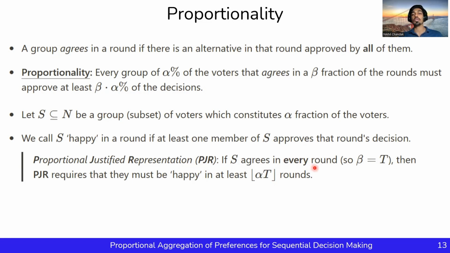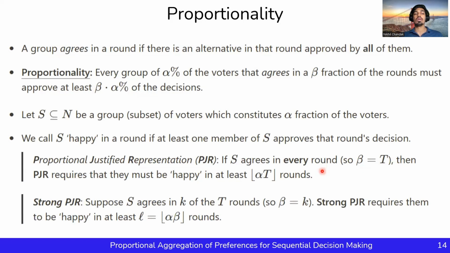We can make this more robust by allowing S to agree in some of the rounds. We call this new and more robust axiom strong PJR, and it states that if S agrees in only k of the t rounds, so beta is equal to k over t, then it requires them to be happy in at least l equal to alpha times beta times t, which is alpha times k rounds.